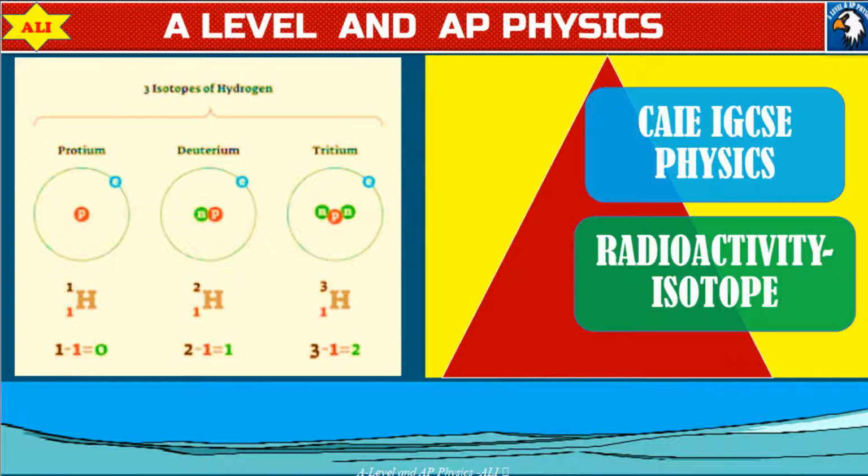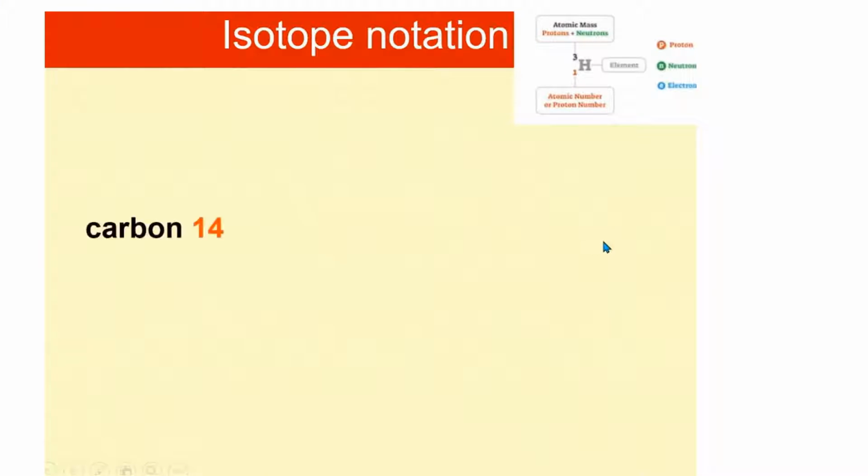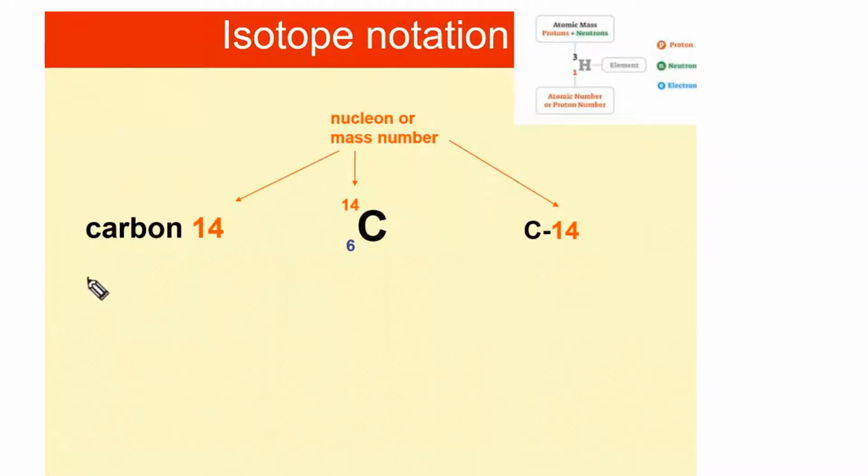Today's topic is about isotope, and this topic is from CAIE IGCSE Physics. In this lesson, I will explain to you what is isotope with example. We need to understand isotope, the symbol, for example. So I will write down here one notation. I will write down the notation.